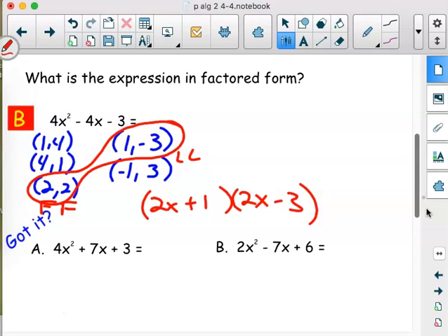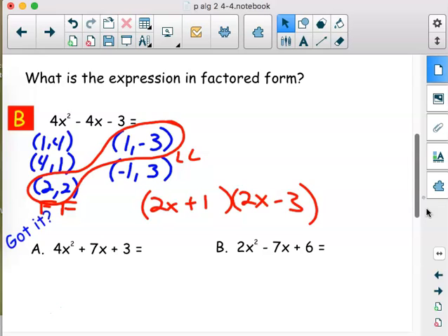But in this problem, we could write it as 2x minus 3 times the quantity 2x plus 1 in the back. And you can do that with any of these. So it doesn't matter if you put the 2x minus 3 first and then the 2x plus 1. As long as you have the right factors, you're going to be good.